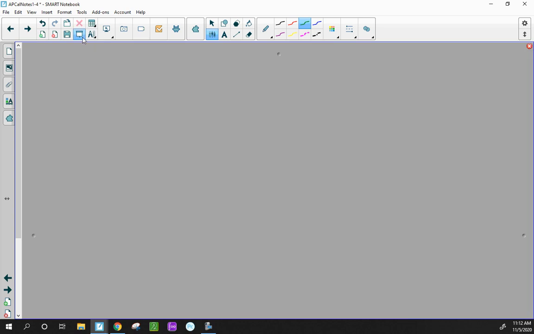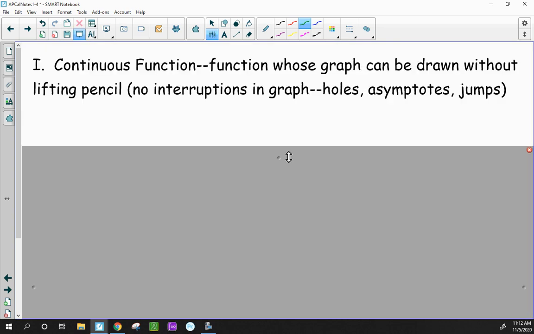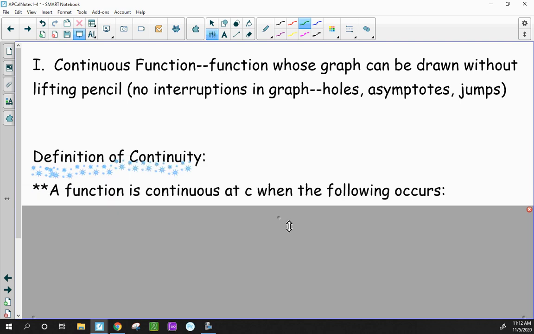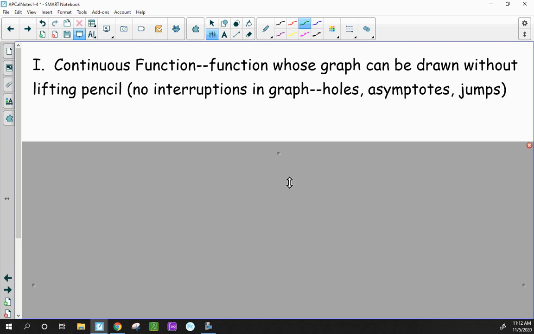Okay, first part is on continuity in a continuous function, and this is from pre-cal. A continuous function is basically a function whose graph can be drawn without lifting your pencil. Like there'll be no interruptions in the graph, no holes, no asymptotes, no jumps. It's a nice smooth curve or graph. Now that was the pre-cal definition.